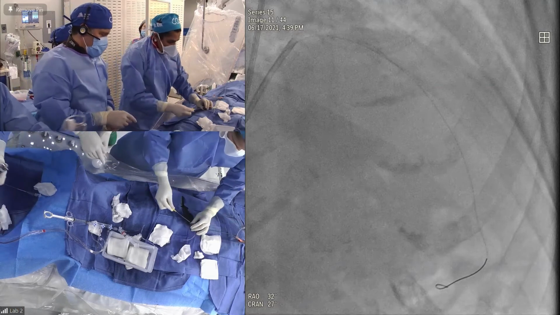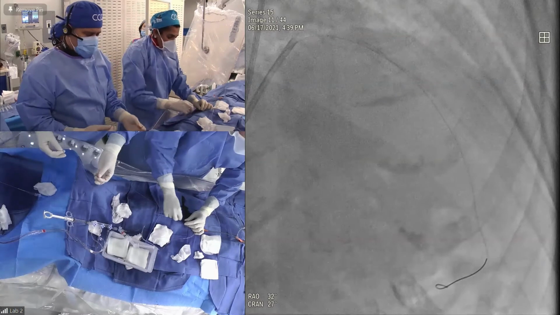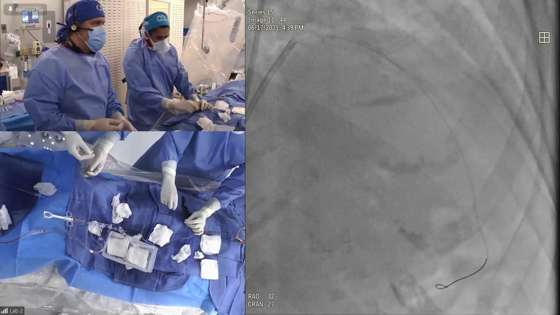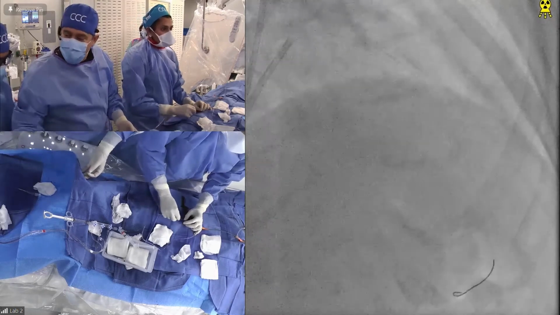So what balloon are you going to put on the diagonal? I think a 2.5? 2.5 should be able to go. Maybe, yeah. Get a 2.5 by 12.